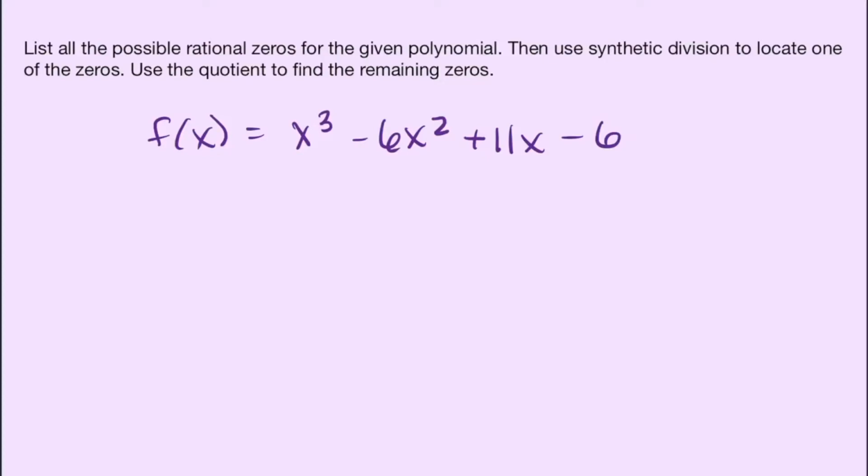List all the possible rational zeros for the given polynomial, then use synthetic division to locate one of the zeros. Use the quotient to find the remaining zeros.